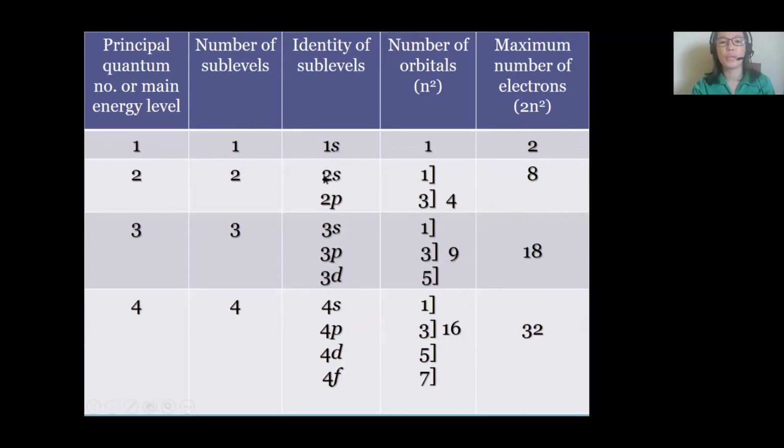And then we have 2, we have 2s and 2p. So we have 4 orbitals here, and the maximum number of electrons is 8. And for 3, we have 3s, 3p, and 3d. The maximum number of orbitals is 9, and the electrons are 18. And for 4, we have the 4s, 4p, 4d, and 4f. The number of orbitals is 16, and the maximum number of electrons is 32.